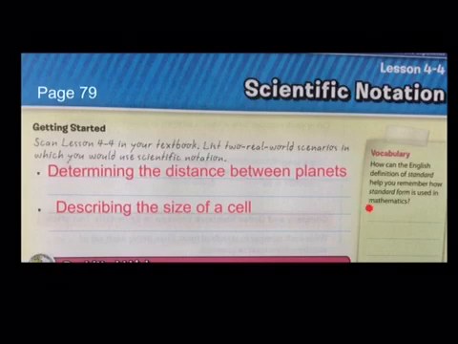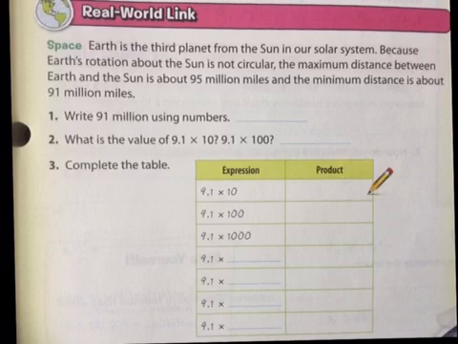Here on the side we have a vocabulary. How can the English definition of standard help you remember how standard form is used in mathematics? Well, the English definition of standard means normal, average. So if we write the word normal, then I think, for me at least, that helps me remember that it's just a normal number. A standard form is just writing the regular normal number, 1, 2, 3, 4, 5, you know? Okay, let's make that one of the key answers. Please circle it.